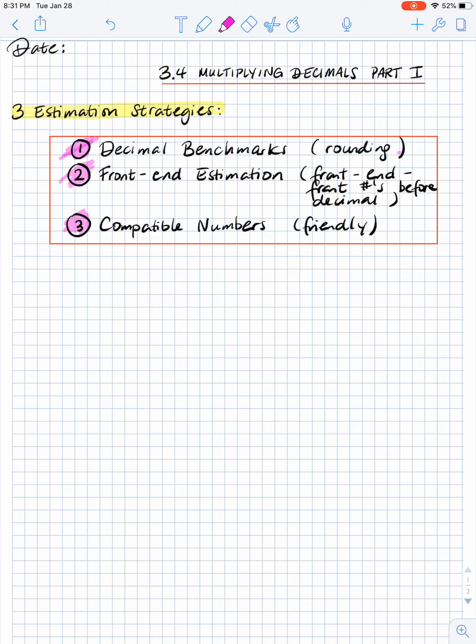Lastly, the other estimation strategy we talked about was something called compatible numbers. I like to call these friendly numbers: nice numbers that you can calculate in your head. Again, it doesn't necessarily follow the rules of rounding or front-end estimation. Your compatible numbers can be a few numbers off so long as you're able to do the math in your head. So keep these estimation strategies in mind and we'll refer to them as we go through this lesson.